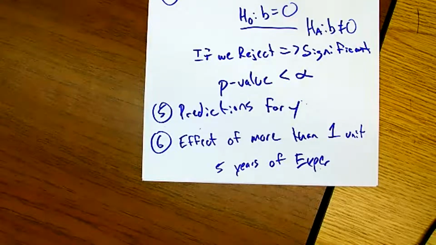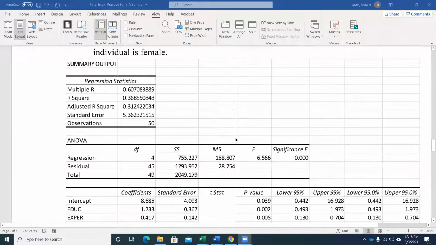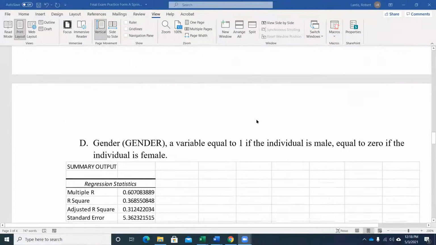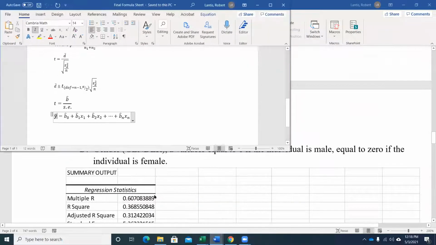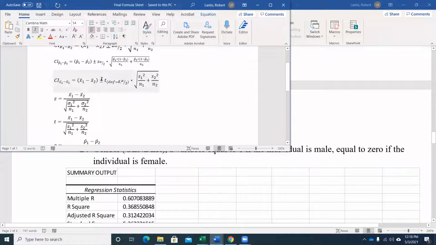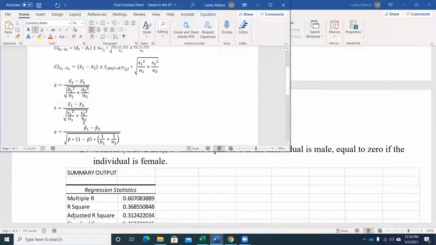For the other short answer, I'm not going to tell you exactly which one it's going to be, but it's going to be one of our hypothesis tests, right? It might be a 2-sample proportion example. It might be 2 sample means with only sample variances. It might be 2 sample means with population variances.